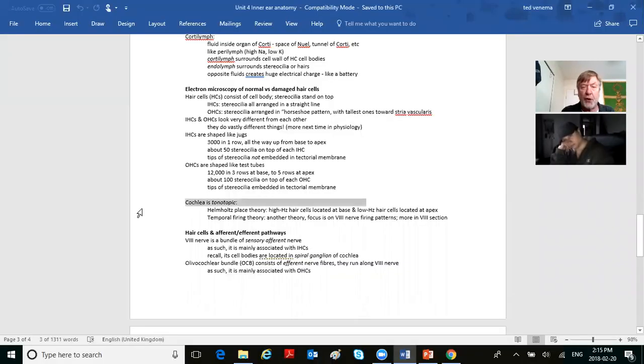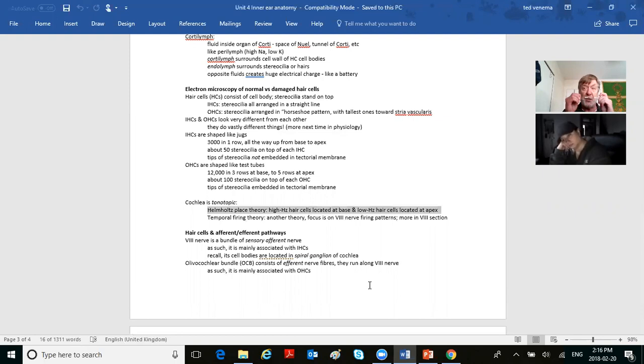Okay, the cochlea is tonotopic. Never forget it. And the guy who said so, his name was Helmholtz. Helmholtz, place theory. In English, this just means specific frequencies are represented in specific places, just like keys on a piano. Same, same, same. Okay? Specific frequencies represented in specific places along the basilar membrane. Hair cells near the base of the cochlea represent highs. Hair cells near the apex of the cochlea represent lows.